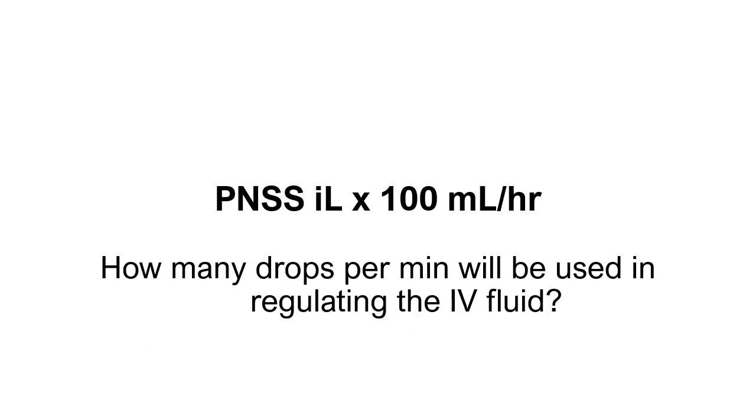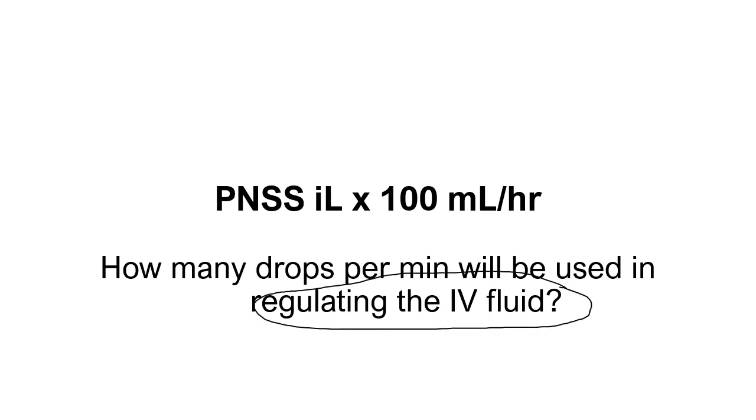Now, if the doctor ordered plain NSS 1 liter times 100 ml per hour, how many drops per minute will be used in regulating the IV? You might be wondering why we need to regulate the IV. The regulation of your intravenous fluid is crucial to ensure that the correct amount of fluid is entering your patient's body. Underdosage could lead to dehydration, and overdosage could lead to other complications such as cardiopulmonary overload and cardiopulmonary problems. Hence, we need to be able to regulate the IV.